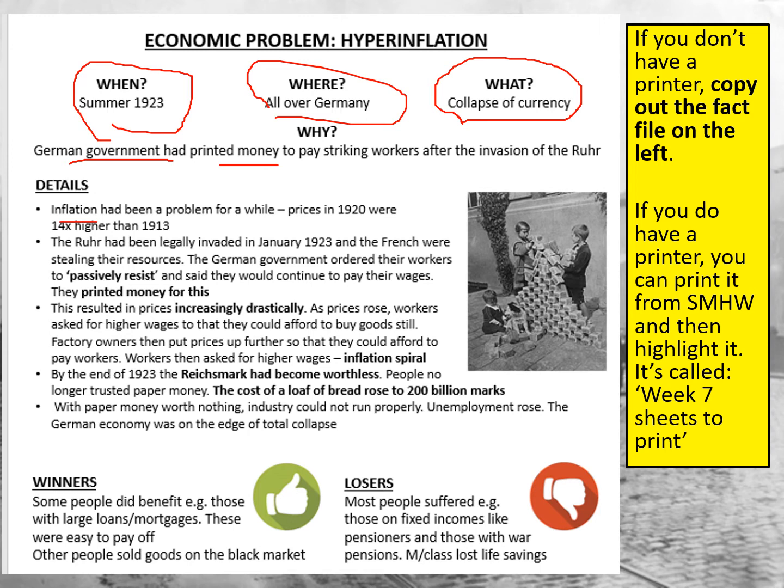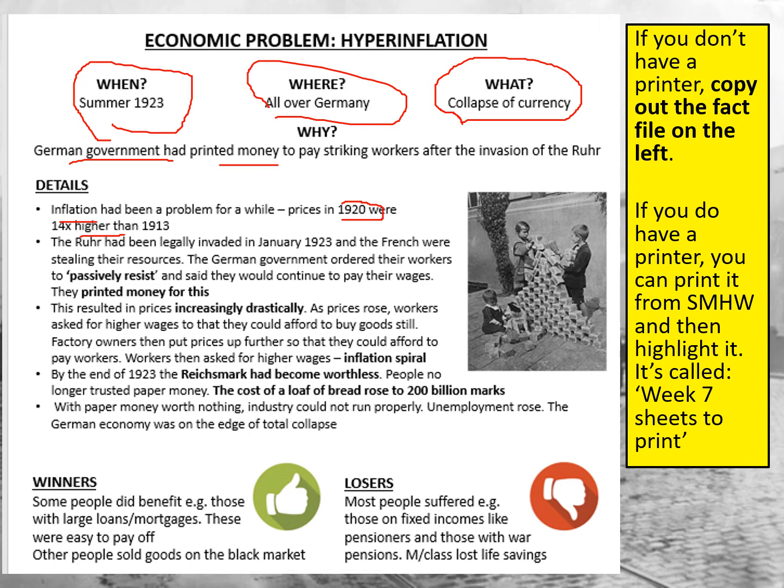For instance, if we're thinking about prices in 1920, they were 14 times higher than they had been before the First World War in 1913. So let's take, for instance, a loaf of bread, what might have been 1 mark in 1913, had then gone up to about 14 marks by 1920. So it already had a substantial impact.